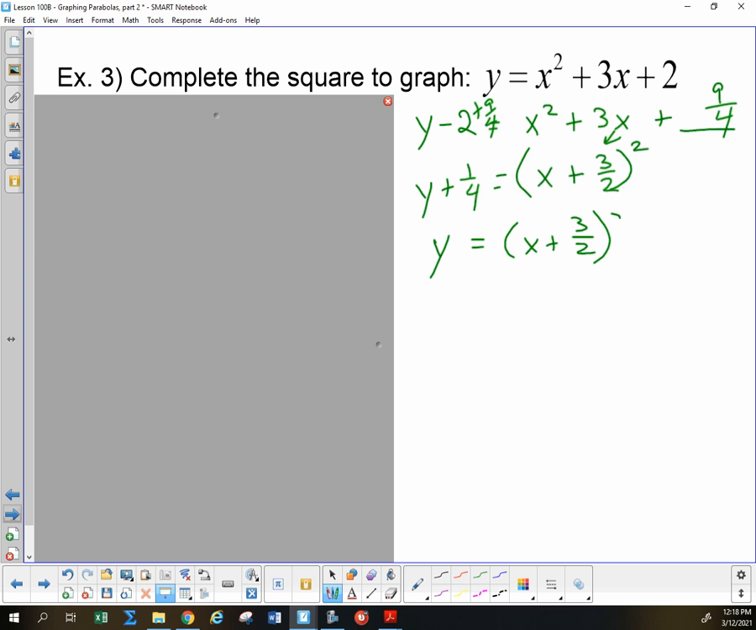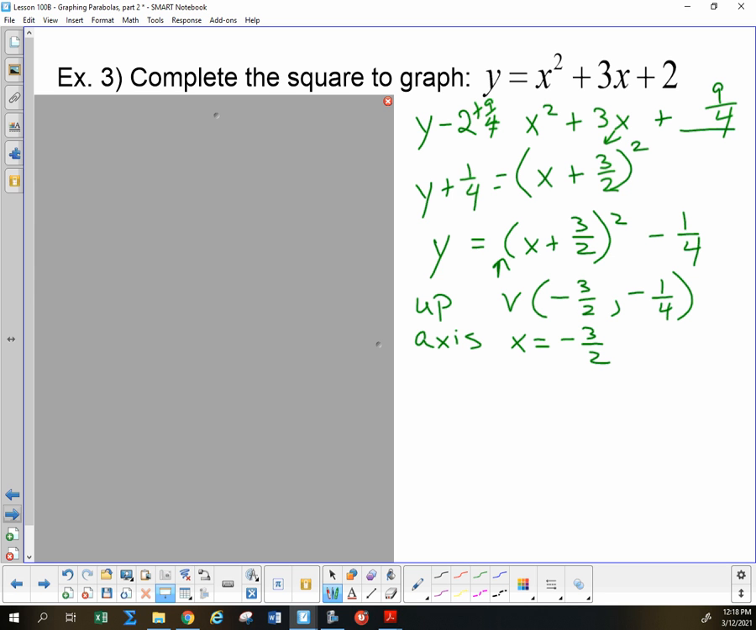x plus 3 halves squared minus 1/4. Again, it's positive in front of the parentheses, so it opens up. The vertex has to be the opposite of what's inside the parentheses, so negative 3 halves, and the same as what is on the outside, so negative 1/4. The axis has to be x equals the first coordinate of the vertex, so minus 3 halves.